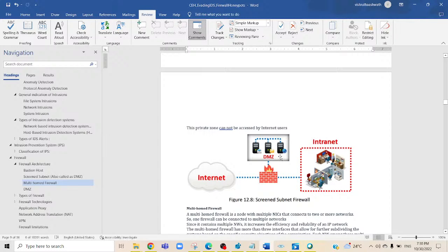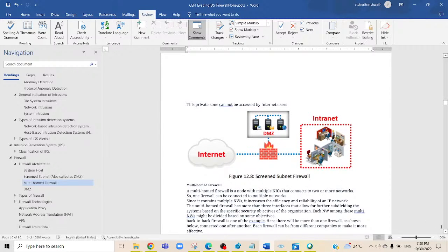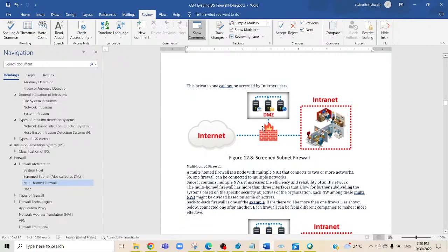So any servers or systems which have to be accessed from the internet can be placed in the DMZ, and the computer systems or any devices that need not face the internet can be placed in the intranet. So this firewall has three interfaces here: one interface connected to the internet, the other interface to the DMZ, and the third interface to the intranet.